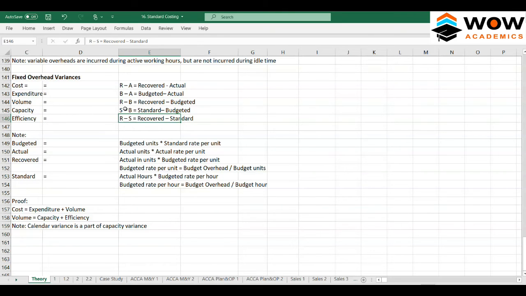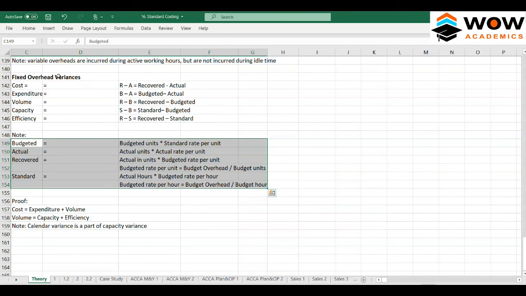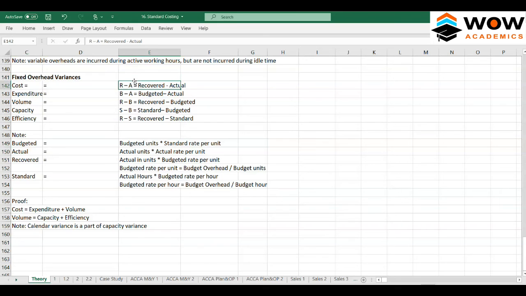Now what are this R, A, S, B and all? We have a separate explanation for that. B is budget, A is actual, R is recovered, and S is standard. First you have to work out this set of formulas, then only you can apply it here, and then only you will get the answer here. So it is a lengthier one.